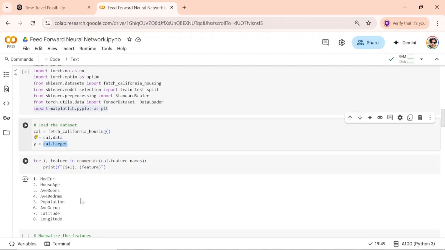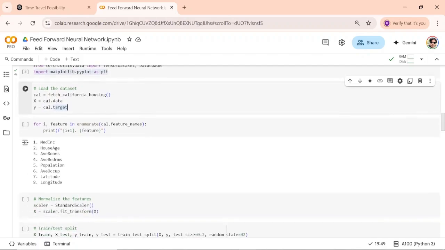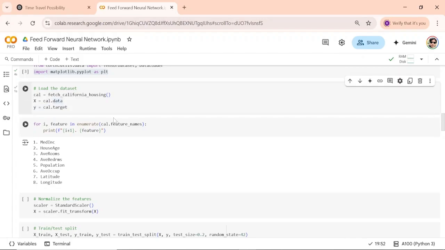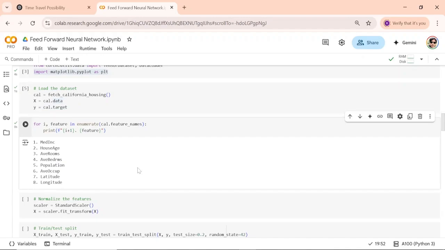So for example, you have a data set with house age, average rooms, average bedrooms, and the cost is this. House age, average bedrooms, population, the cost is this. So the input features which you are going to put are x, and the output, the prediction, the answer, is going to be the variable y. That's what we have done here. So x has all the data points and y has the target or output value. Now let's print what this California housing data set has in it. Yes, 8 features are there.